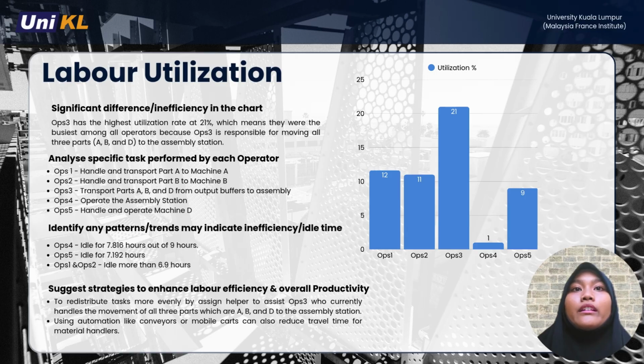We can also identify the patterns for the idle time: operator 4 has an idle time of 7.816 hours out of 9 hours, which is too high. Operator 5's idle time is 7.192 hours, while operators 1 and 2 are idle for more than 6.9 hours. To improve this, we recommend redistributing some of operator 3's tasks, assigning a helper, or using automated tools like conveyors to reduce the travel time and spread the workload.